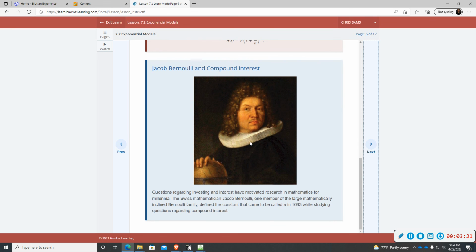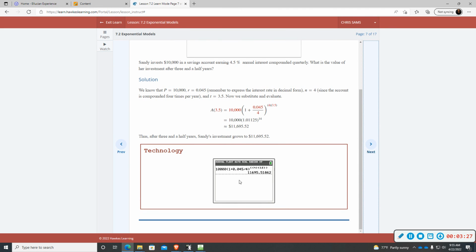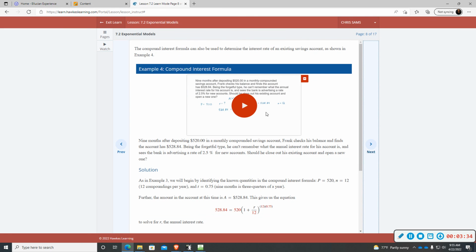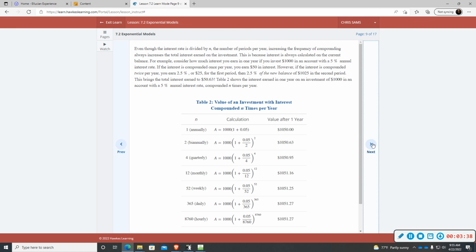This is the mathematician that came up with this. Here's some examples of that being used. We will be using technology to solve it. You can't really do this by hand. You can probably estimate. Here's another example, which I'm going to skip over. I'll do all the examples in all. But this is probably the most important piece.